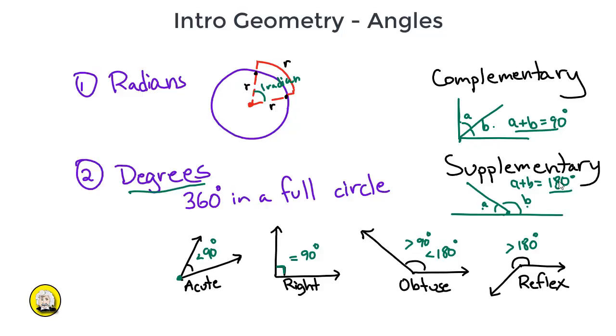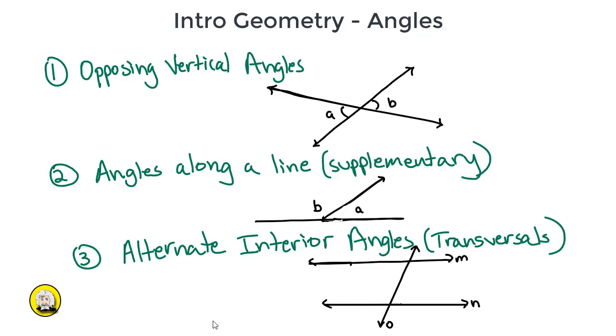So now we've quickly seen what is an angle, how do we measure it, and some basic categories of angles. Let's start looking at the theorems. 3 typical angle theorems you'll run into on the exam are opposing vertical angles, angles along a line or supplementary angles, and alternate interior angles or transversals. So what exactly are these theorems?